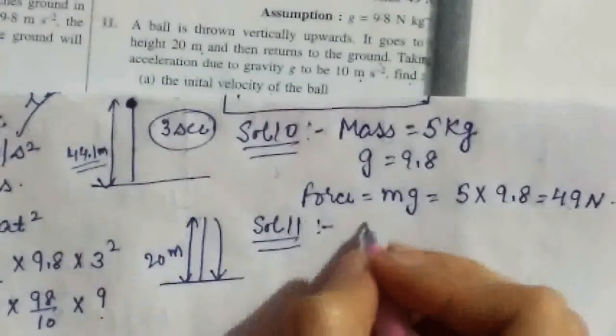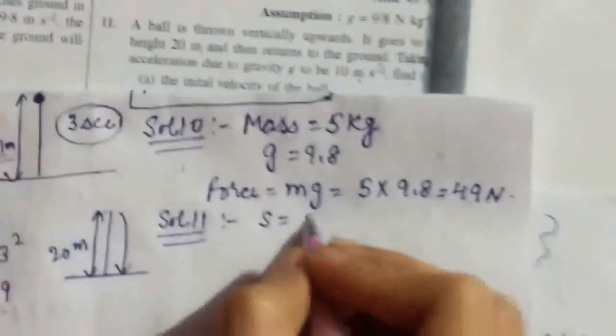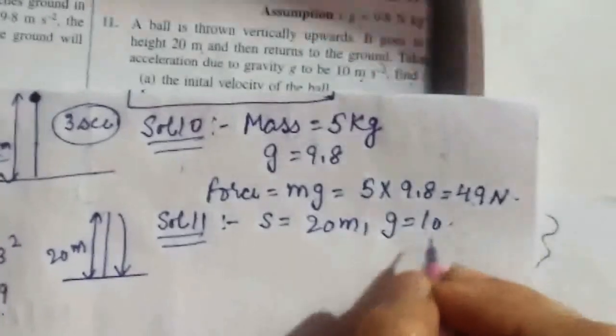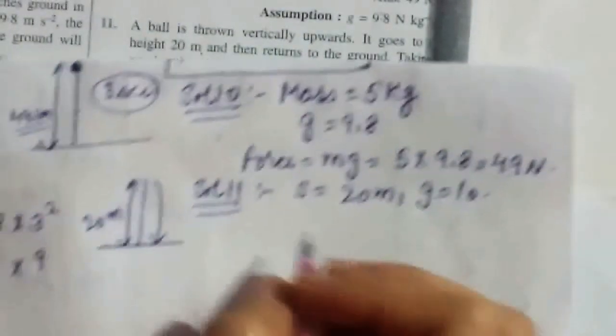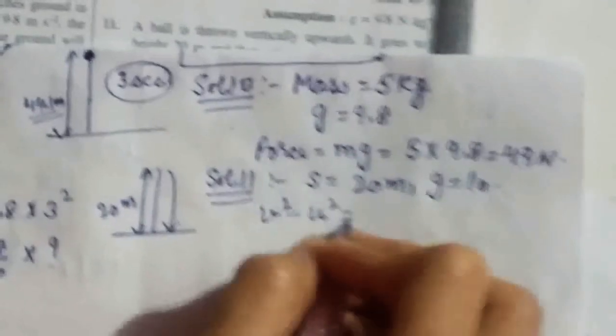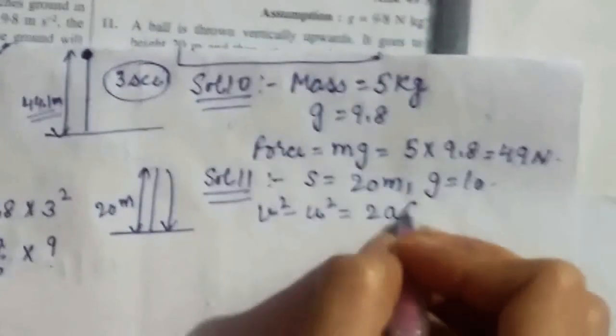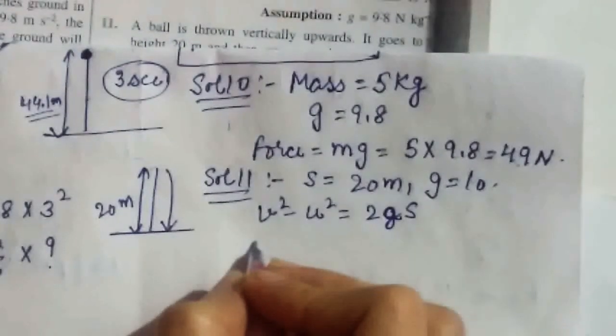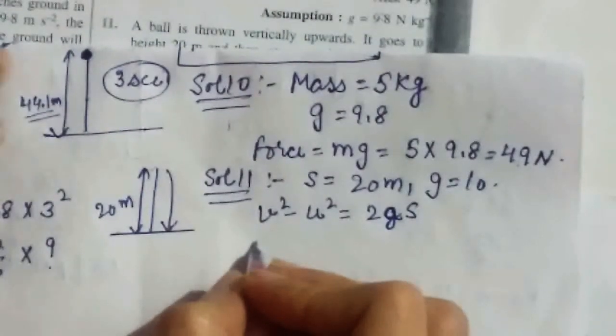Here, S is equal to 20 meter and g is equal to 10. First of all, we have to calculate the initial velocity. So apply the equation of motion: v square minus u square is equal to 2as, that is 2gs. And we have to calculate the value of initial velocity.